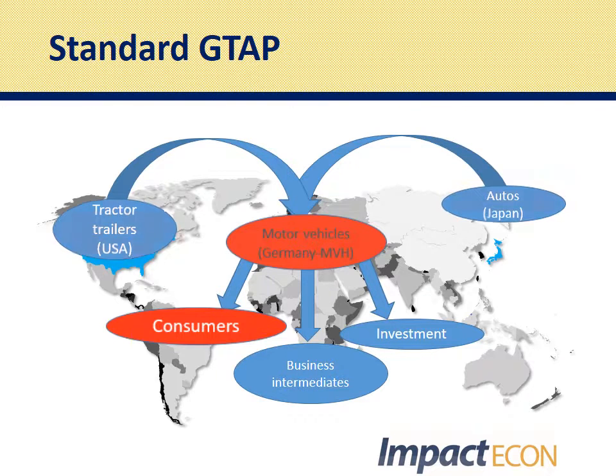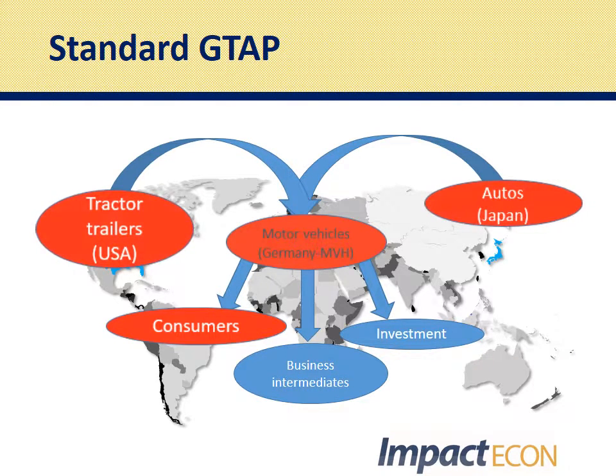So the increase in consumer demand affects U.S. exports of tractor-trailers to Germany as it does German imports of autos from Japan. This is not a desirable feature of the GTAP database, and the Impact Econ supply chain database redefines this relationship.